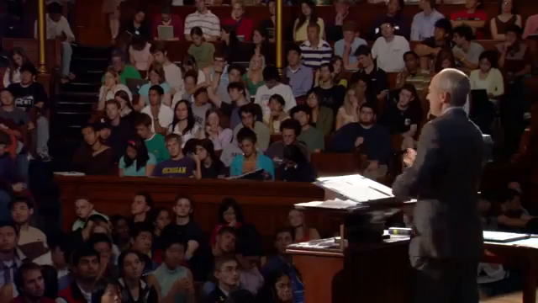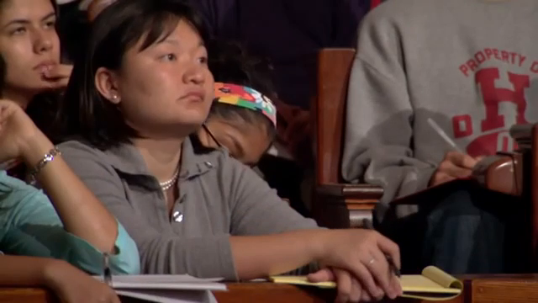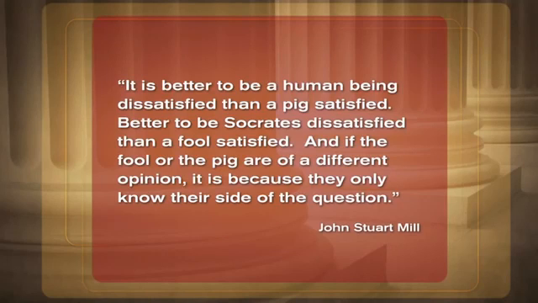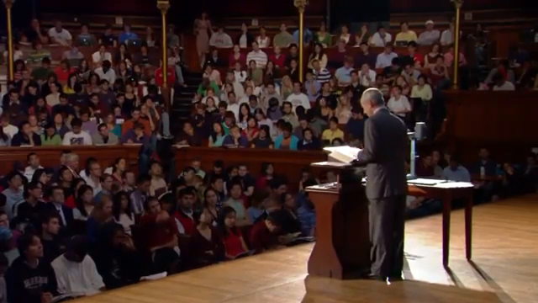Mill's point is that the higher pleasures do require cultivation and appreciation and education. He doesn't dispute that. But once having been cultivated and educated, people will not only see the difference between higher and lower pleasures, but will actually prefer the higher to the lower. You find this famous passage from John Stuart Mill: "It is better to be a human being dissatisfied than a pig satisfied. Better to be Socrates dissatisfied than a fool satisfied. And if the fool or the pig are of a different opinion, it is because they only know their side of the question." So here you have an attempt to distinguish higher from lower pleasures.